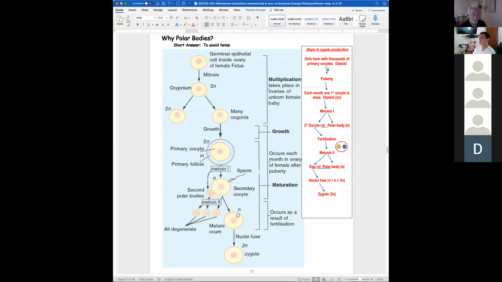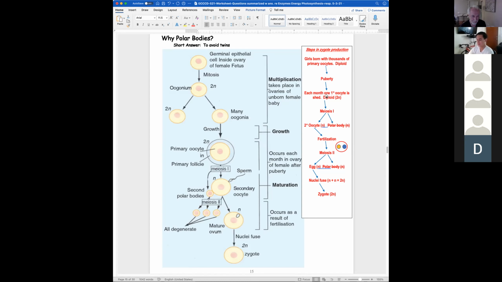I've summarized the steps here in the flow diagram at the right to try to clarify what goes on here. I think this is really interesting, what a difference there is in meiosis between human males and human females. So to start with, girls are born with thousands of primary oocytes. That's these guys, diploid primary oocytes. Then when a girl reaches puberty, she starts to release one of these primary oocytes every month.